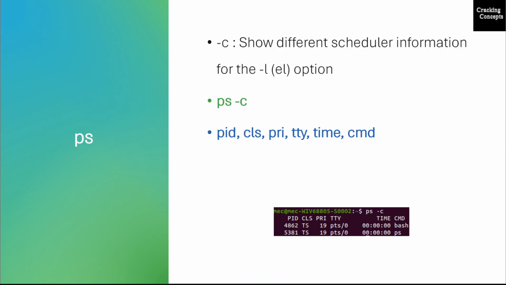-c is used to show the different scheduler information for the -L option. So the command will be ps -c. So we have the process ID followed by the scheduling class of the process. TS stands for time sharing. Then we have the priority of the process followed by the controlling terminal, the time, that is the cumulative CPU time, and finally the command that started the process along with its arguments if any.